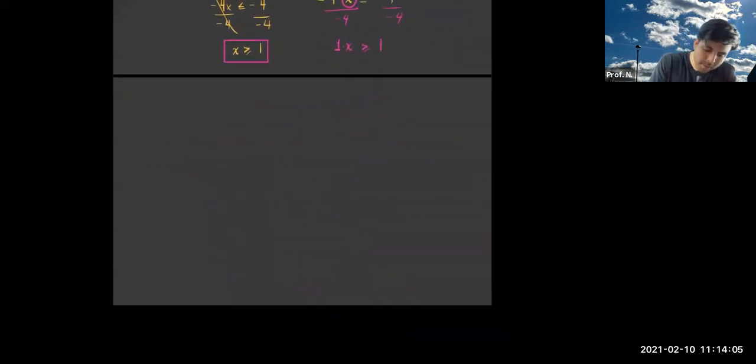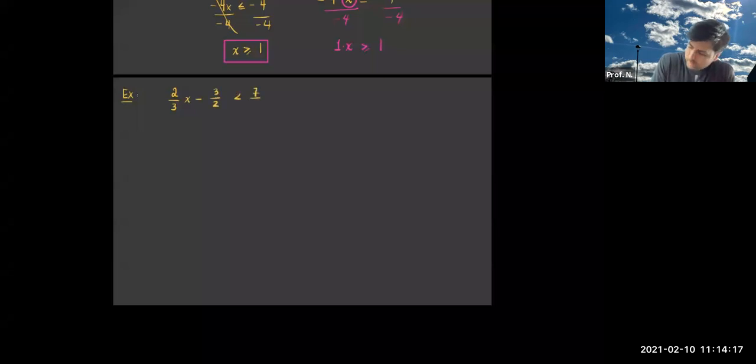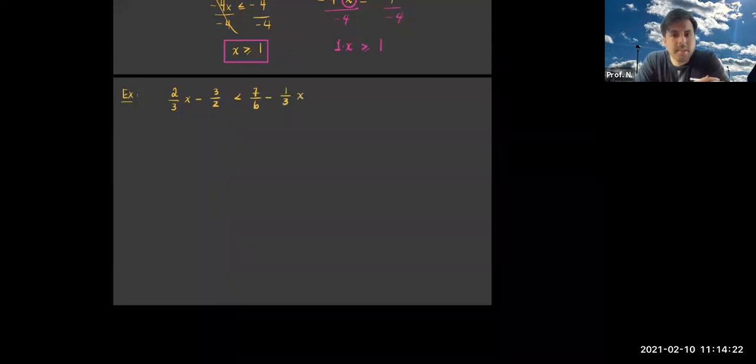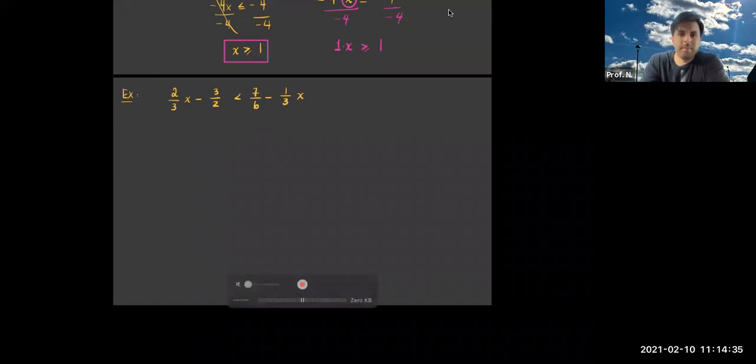So I heard somebody talk about fractions that they need some help with. So let's figure out how to solve this now. What happens in this case when I have fractions in my inequality? Am I gonna get scared and run away? No. I'm gonna do the same exact thing.